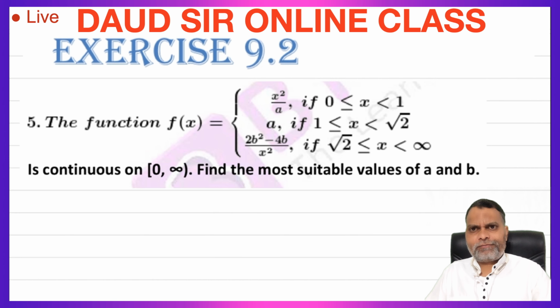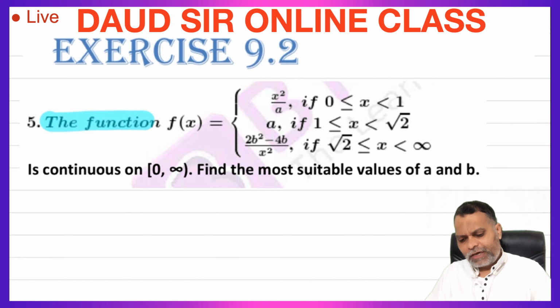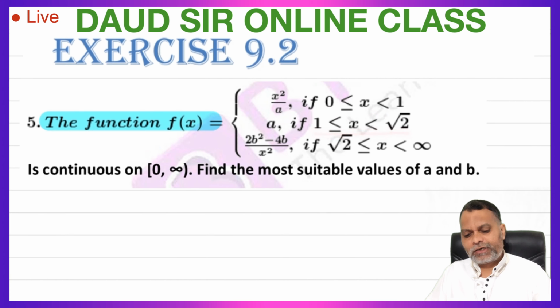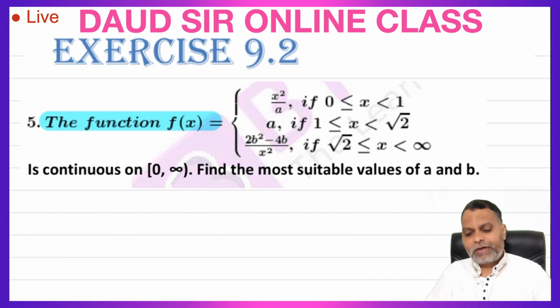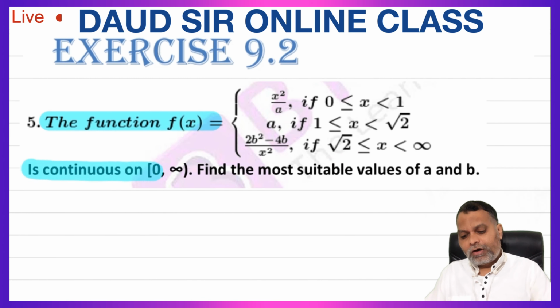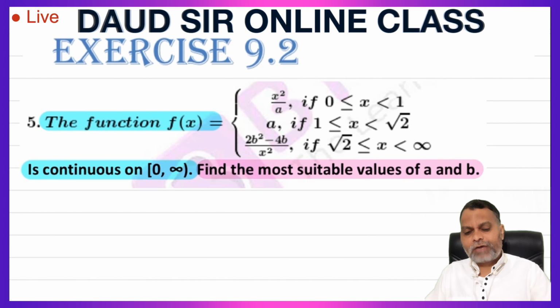Question number 5. The function f of x is equal to x square upon a if x is greater than or equal to 0 and less than 1, f of x is equal to a if x is greater than or equal to 1 and less than root 2, and f of x is equal to 2b square minus 4b upon x square if x is greater than or equal to root 2 and less than infinity, is continuous on the semi-closed interval 0 to infinity. Find the most suitable values of a and b.